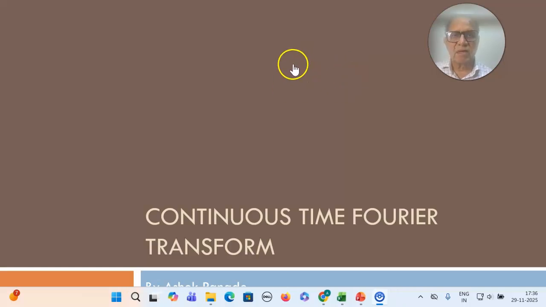So in this session on signals and systems, we are going to study continuous time Fourier transform. Now in our last session, we have studied that Fourier series is applied to periodic signals in order to find the frequency spectrum. However, for non-periodic signals, Fourier series is not useful. So we are going to study Fourier transform. So let us start.